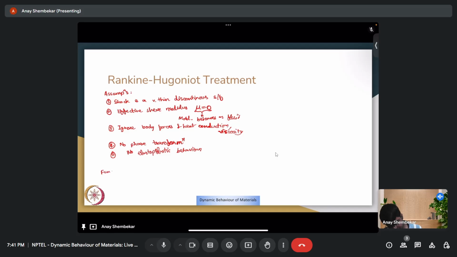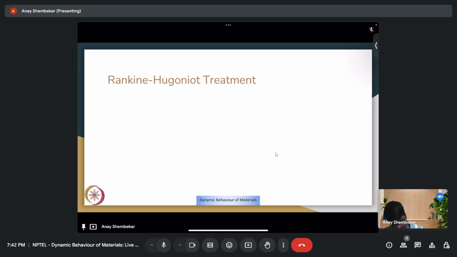The fundamental requirement is that as pressure increases, wave velocity also increases. If these conditions are satisfied, you can get a shock front inside a material. And if now we have to analyze it, I'll just draw a simple diagram.